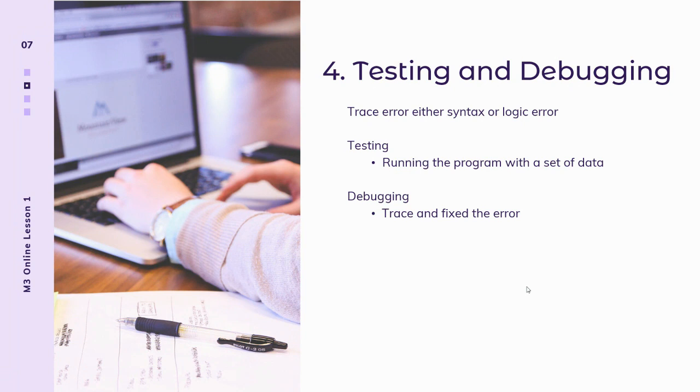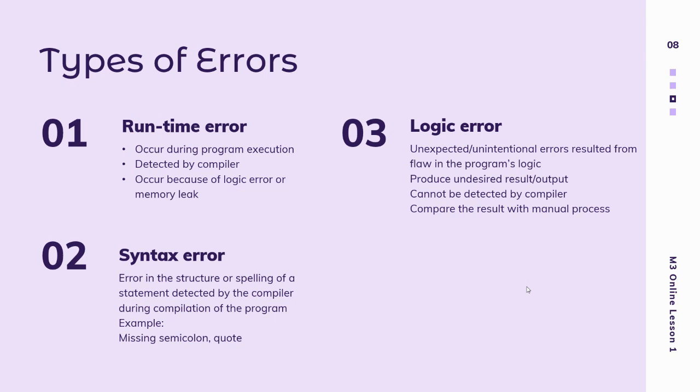Number 4 is testing and debugging. When we say testing and debugging, we first trace the error of the program, which could either be a syntax or a logic error. When we test the program, we try to run or play the program with a set of the data that we used. And when there is an error found in the program, we try to debug it, or we trace and fix the error. There are 3 types of errors.